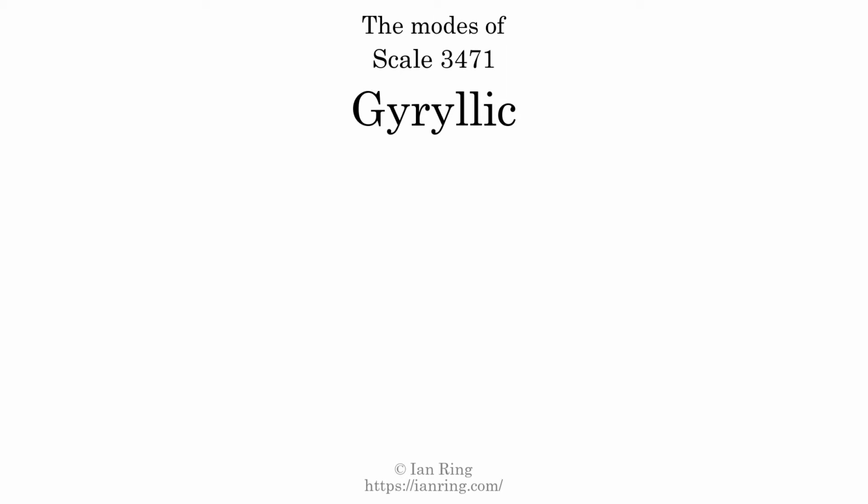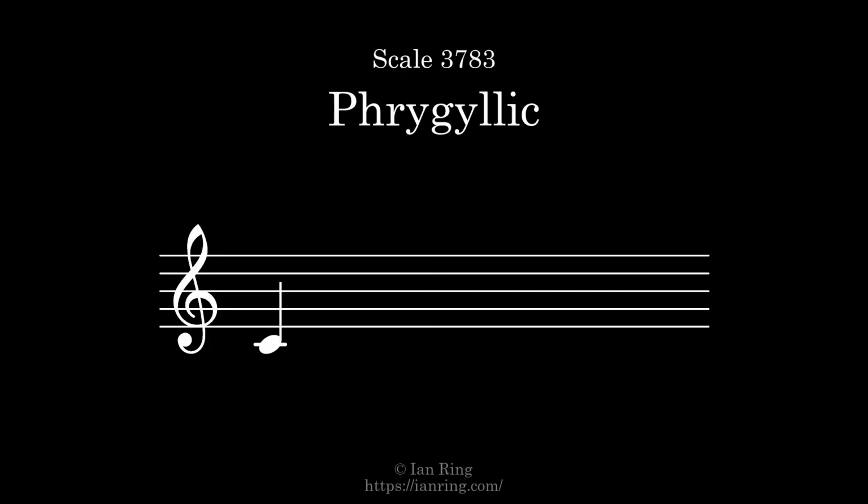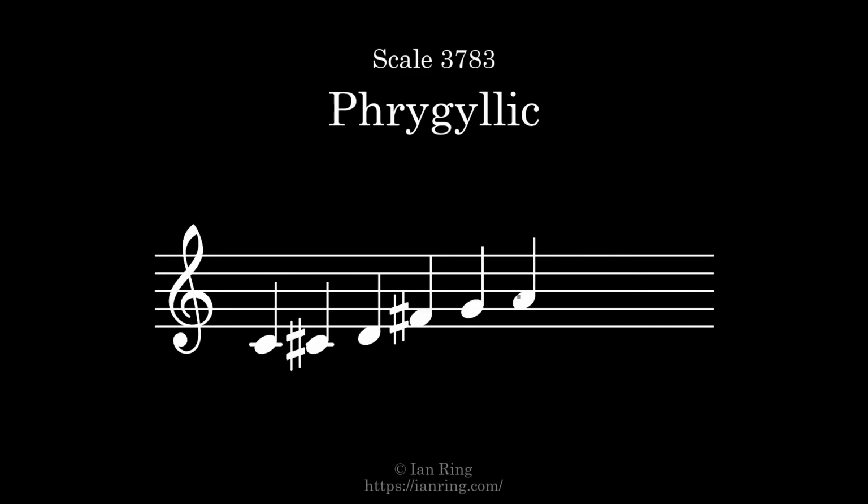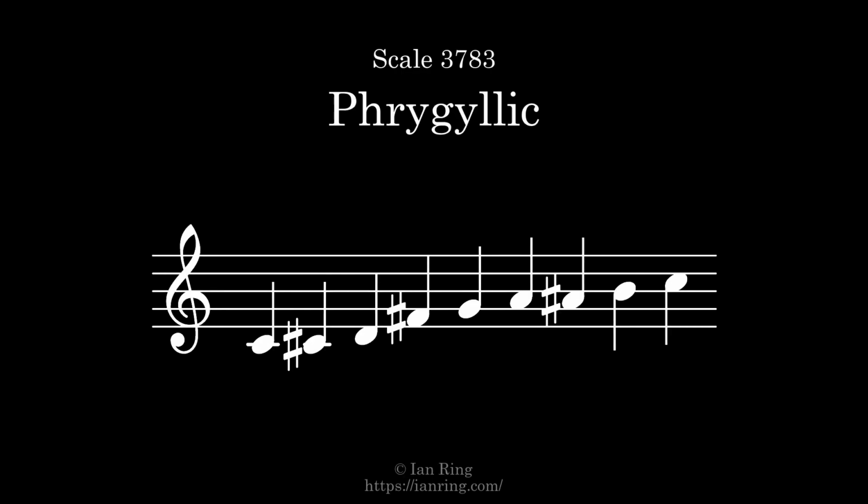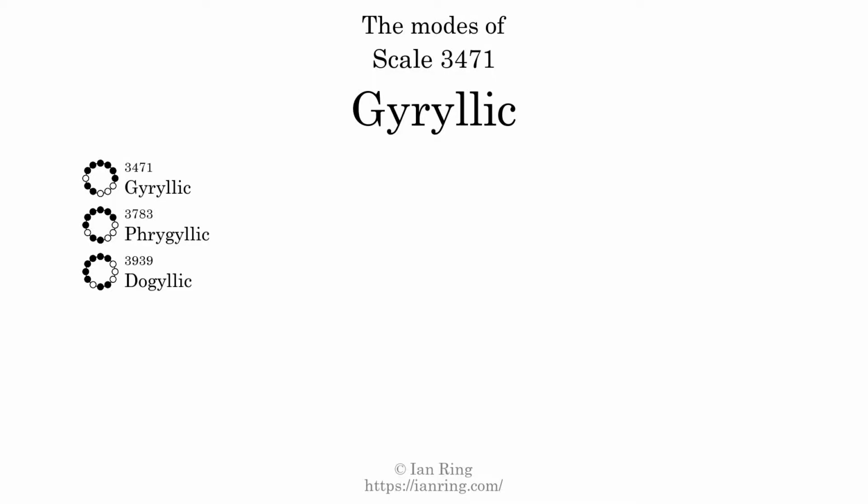This scale has 8 modes. The first mode is itself. The second mode is scale 3783, also known as Gyryllic. It sounds like this. The third mode is scale 3939, also known as Gyryllic. It sounds like this.